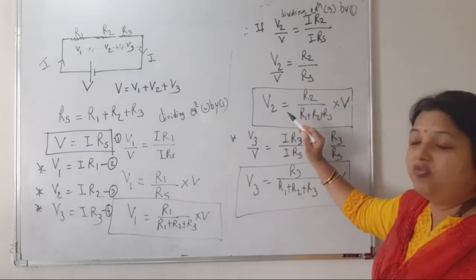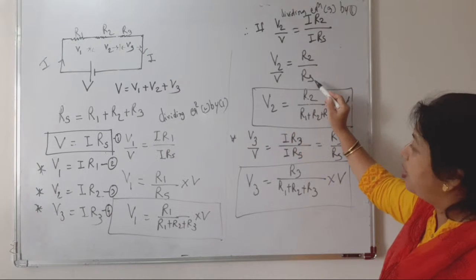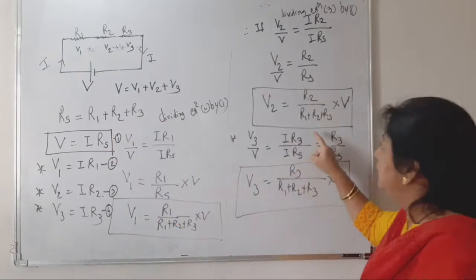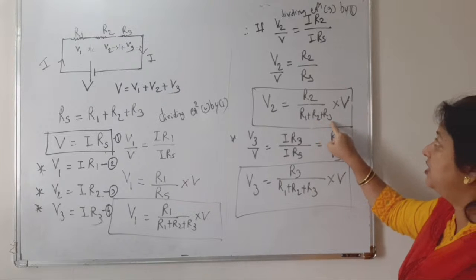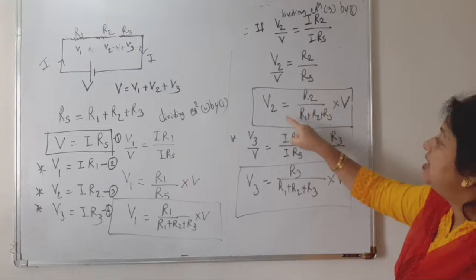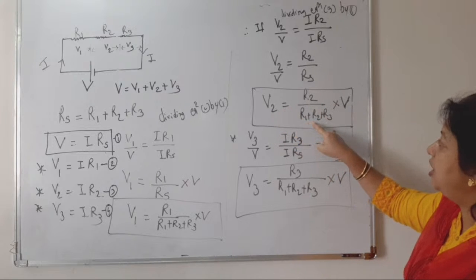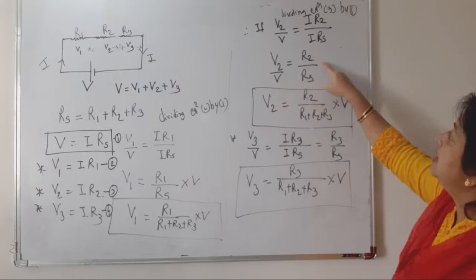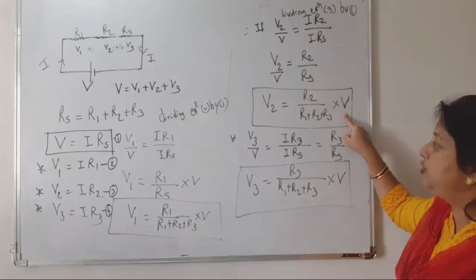Therefore V2 is equal to R2 upon Rs, and in place of Rs we insert from the earlier equation. We already know that series resistance is given by R1 plus R2 plus R3. So we replace Rs by R1 plus R2 plus R3. Therefore V2 is equal to R2 upon R1 plus R2 plus R3, multiplied by V. This is the formula for V2.